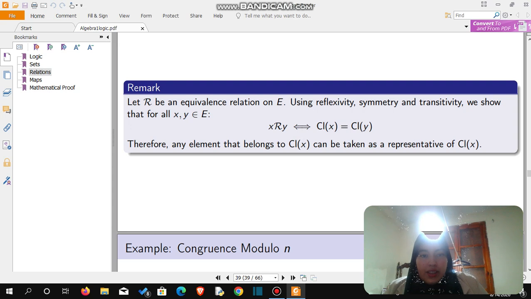Remark: let R be an equivalence relation on E. Using reflexivity, symmetry, and transitivity, we show that for all x and y in E, x R y is equivalent to the class of x equals the class of y. Therefore, any element that belongs to the class of x can be taken as a representative of the class of x.